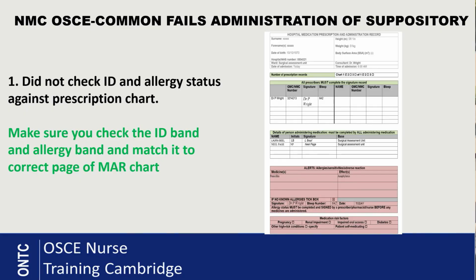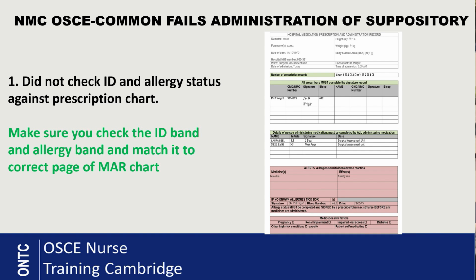Let's have a look at what have been the common fails in the last few months on this station. The first one is did not check ID and allergy band against prescription chart. It might seem very simple, but it's still a very common one in the exam, because for some of the clinical skills your examiner tells you that the pre-checks have been done. They tell you ID check, allergy check is done, all your equipment is clean. But then you start assuming it for every station, and it's not true for this station.